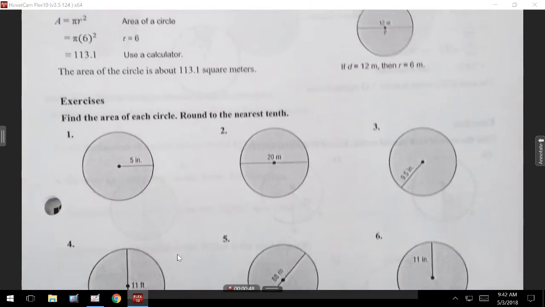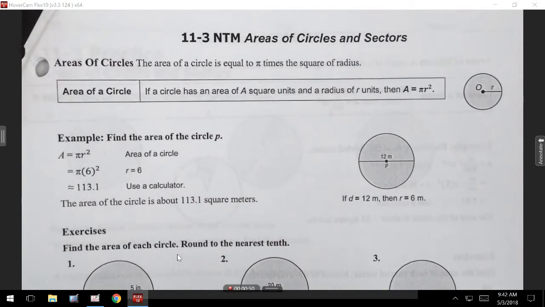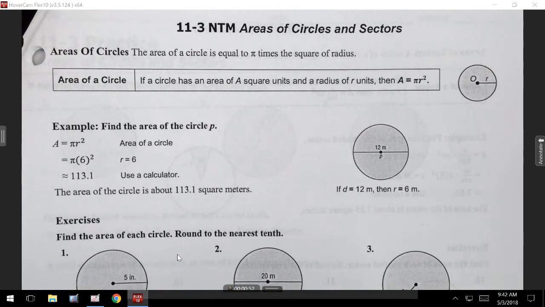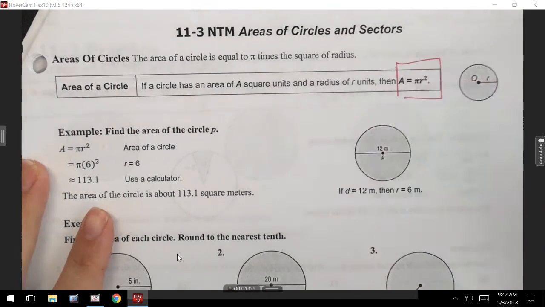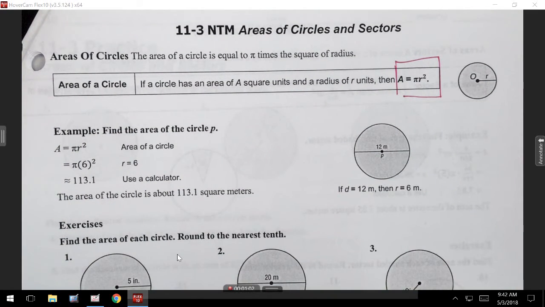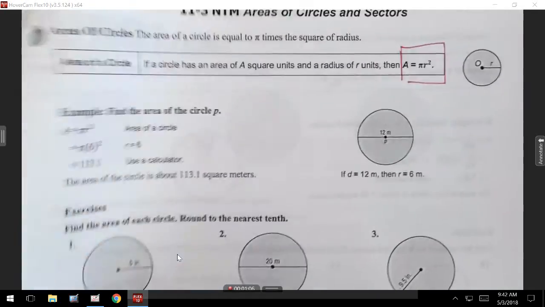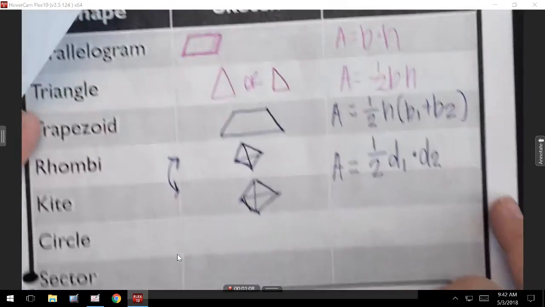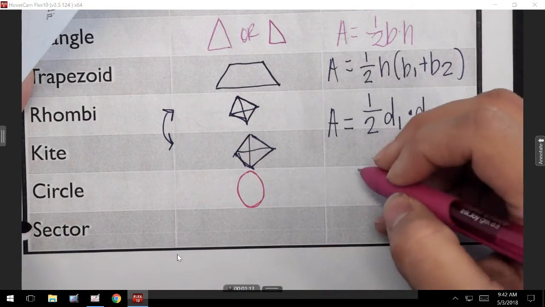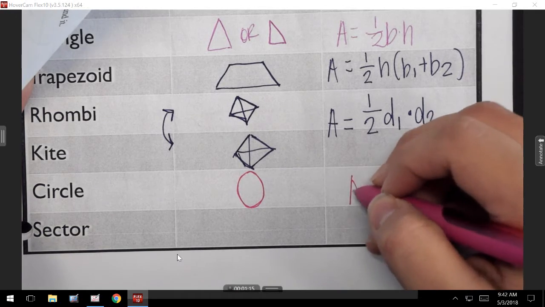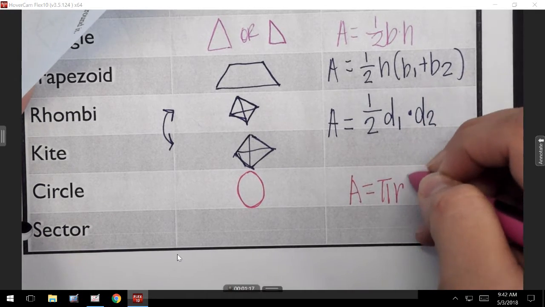Okay, we're on our last formula we have to remember for the areas. So you have a circle and you have a sector of a circle. The circle area formula is A equals pi r squared. Flip to the front and write it for circle. Area equals pi r squared.